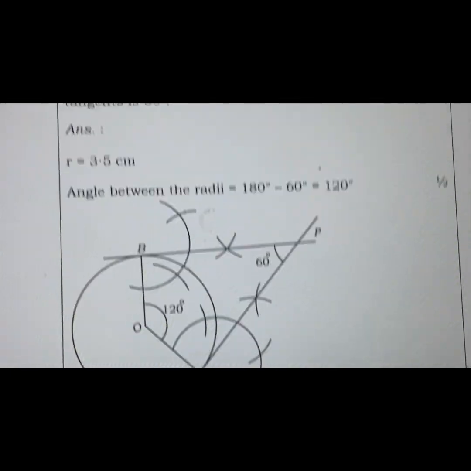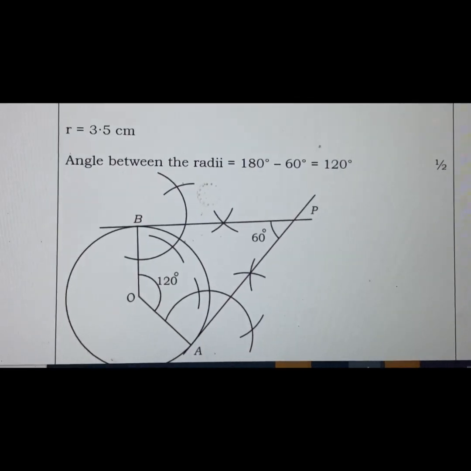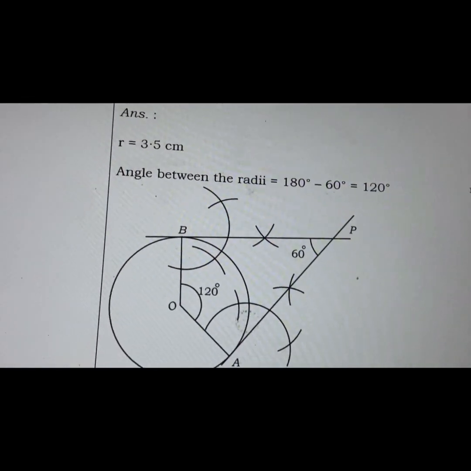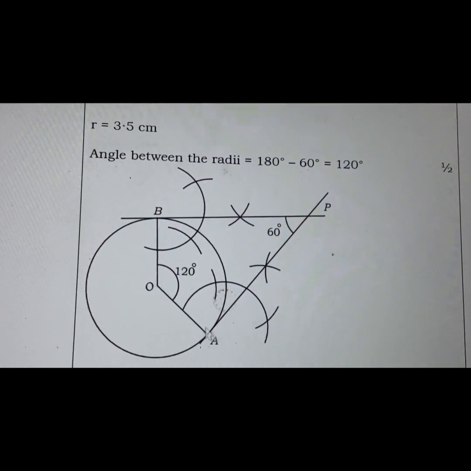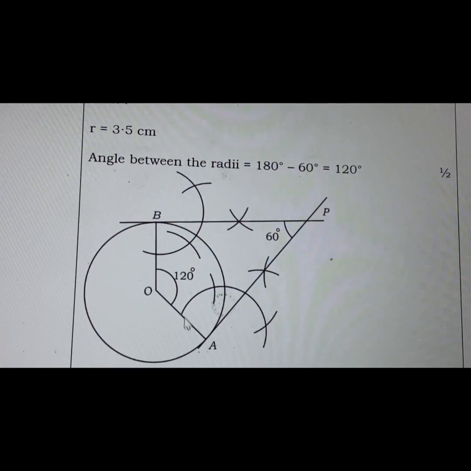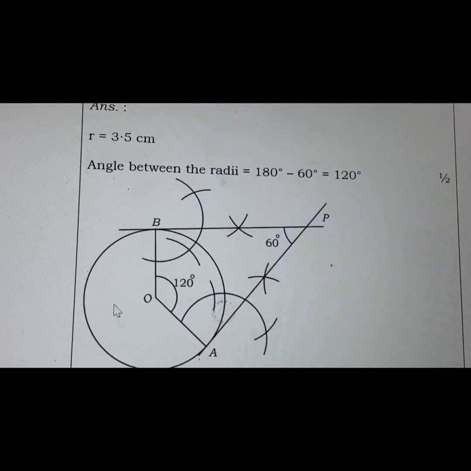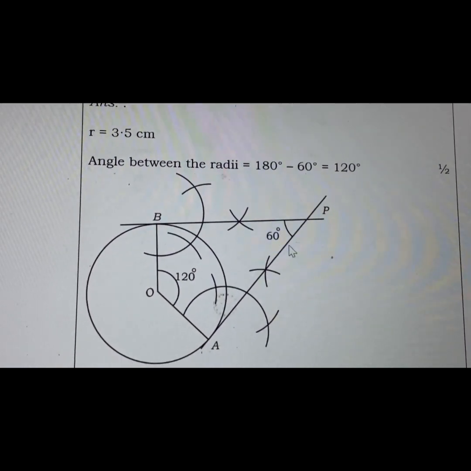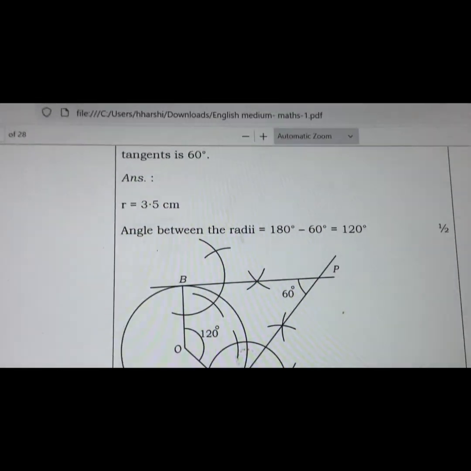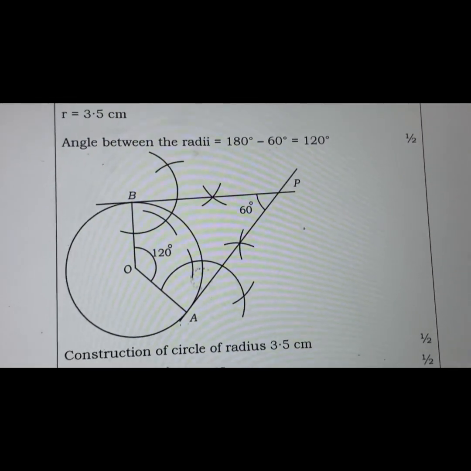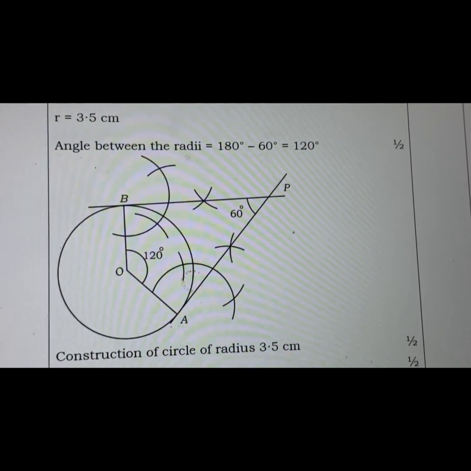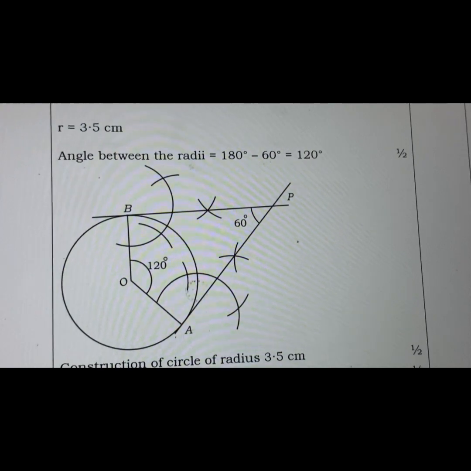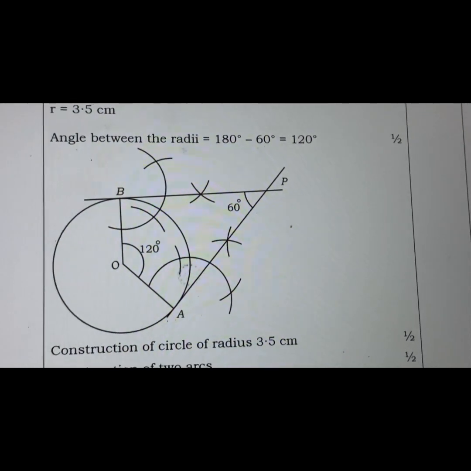So first we draw a circle with the radius 3.5 centimeter. Okay, so once a circle is drawn, we need to take a 120 degree angle between the radii. Then we just construct this so that we get a tangent angle of 60. So this is how the final construction looks like. Okay, so this covers the complete 8 questions of 2 marks. Okay, so now moving on to the 3 marks questions.